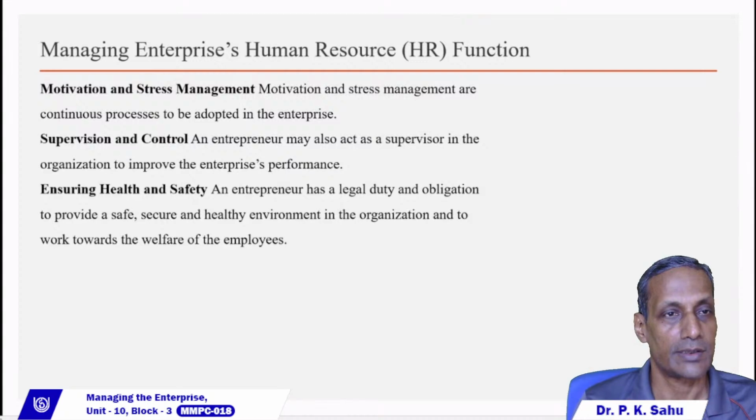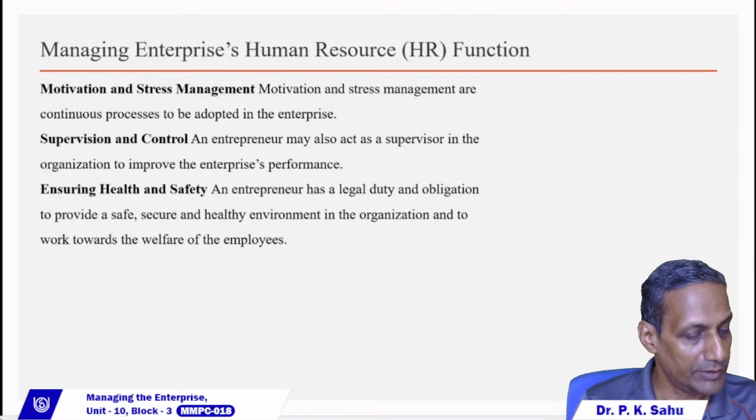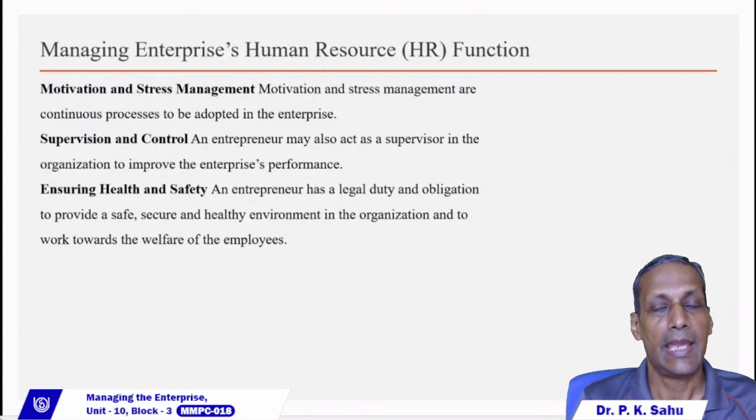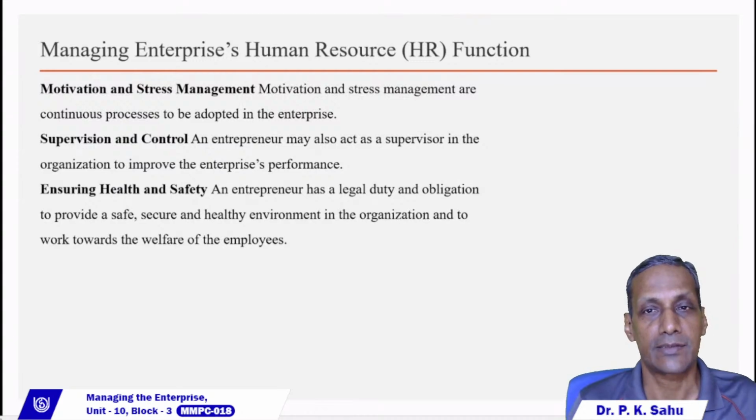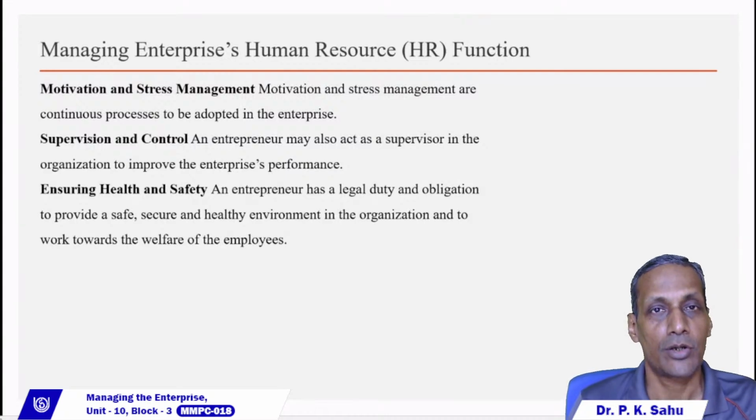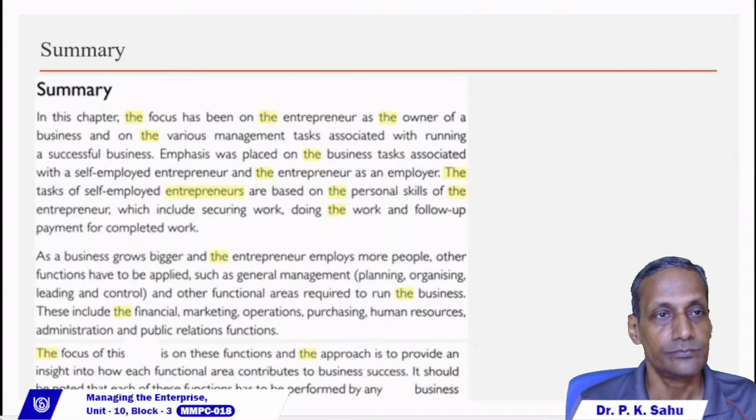Motivation and stress management, supervision and control, and ensuring health and safety are also part of the human resource function. Motivation and stress management are continuous processes to be adopted in the enterprise. An entrepreneur may also act as a supervisor in the organization to improve the enterprise's performance. An entrepreneur also has a legal duty and obligation to provide a safe, secure, and healthy environment in the organization and to work towards the welfare of the employees.